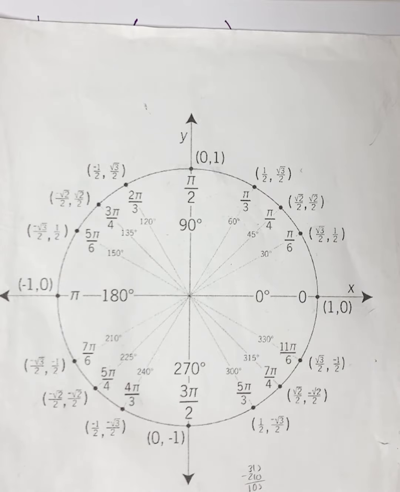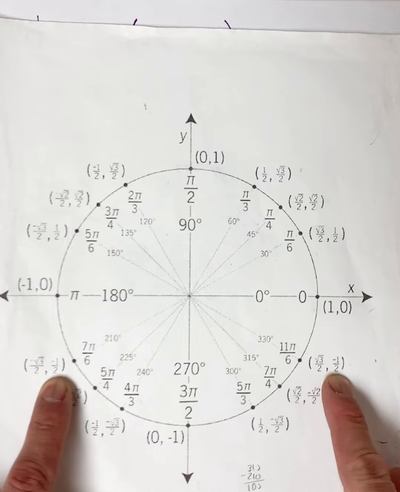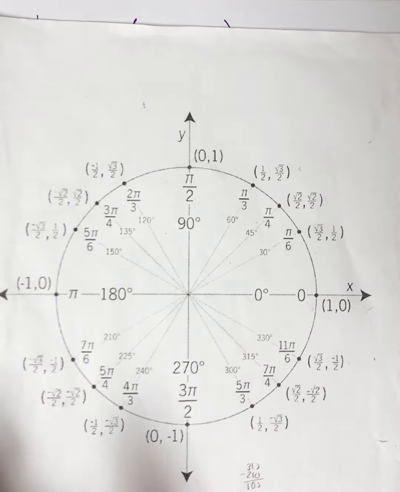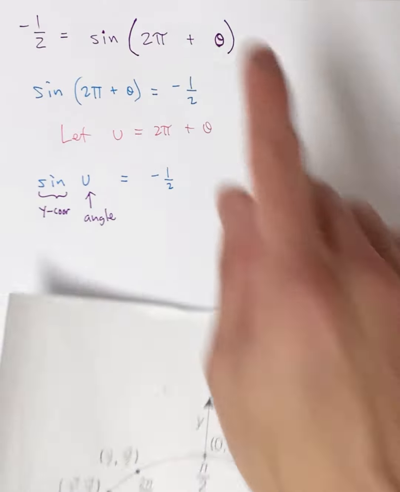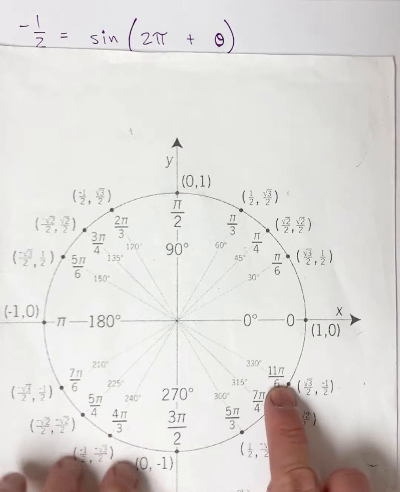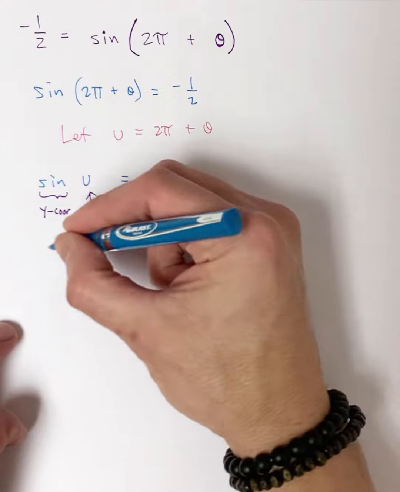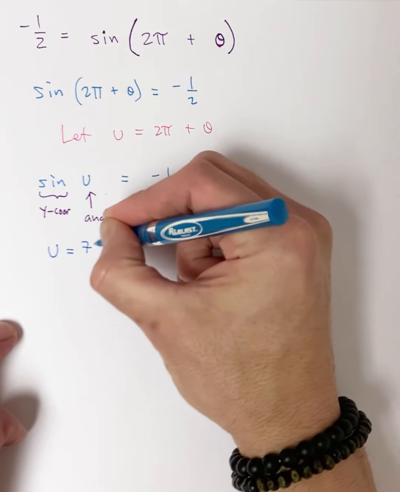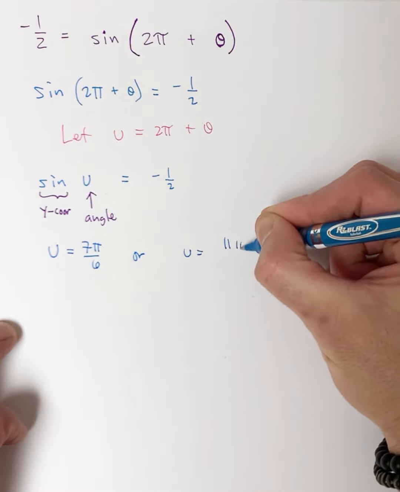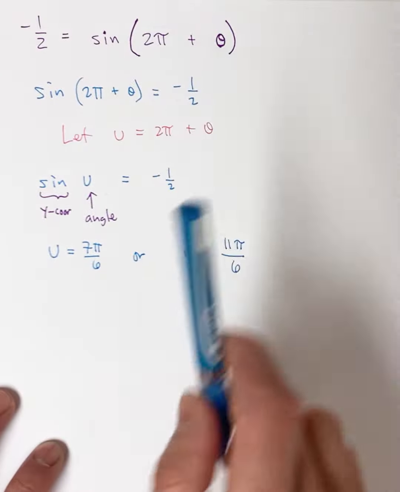Examine it thoroughly, and you'll see that here and here, these y coordinates are what we want them to be, and the two angles are 210 and 330. But I think they want radians because they started with pi's. So we have 7 pi over 6 and 11 pi over 6. So this tells us that U is 7 pi over 6, or possibly 11 pi over 6. So that's how we find the value of U.